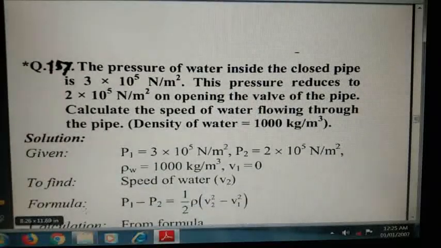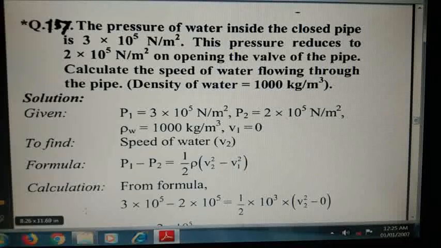Now next problem number 17. The pressure of water inside a closed pipe is 3 into 10 to the power 5 Newton per meter square. This pressure reduces to 2 into 10 to the power 5 Newton per meter square on opening the valve of pipe. Calculate the speed of water flowing through the pipe. The density of water is equal to 1000 kilogram per meter cube.